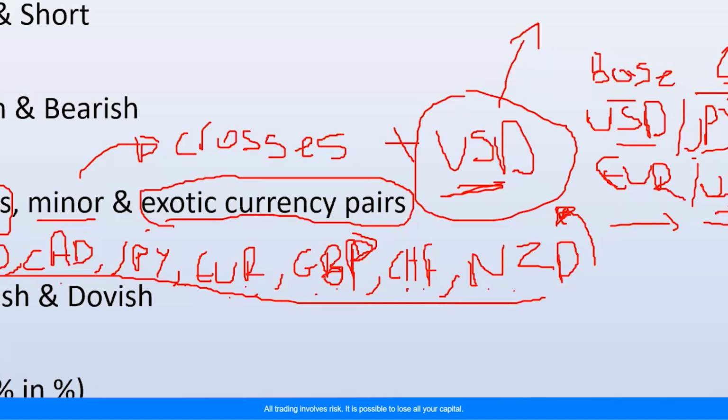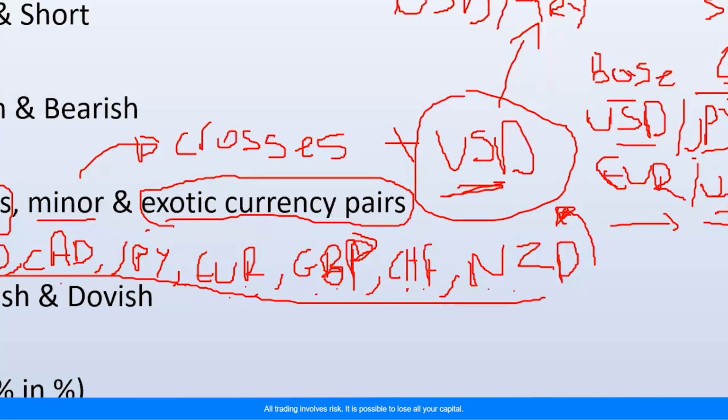For example, an exotic pair can be the dollar, USD, against the Turkish lira, so TRY, or the dollar against the Norwegian krona, so NOK, or the dollar against the Indian rupee, so INR. You can also have, for example, the dollar against the Singaporean dollar, SGD, or the South African rand, which is the ZAR.